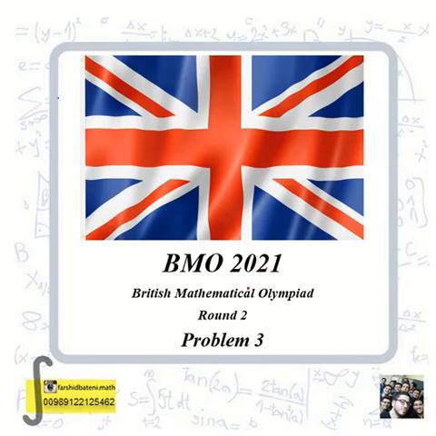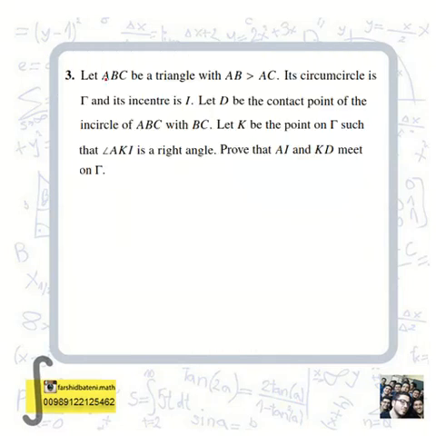BMO 2021, British Mathematical Olympiad Round 2, problem number 3. So, the problem is the following. Let ABC be a triangle with AB greater than AC. Its circumcircle is omega, its [A-mixtilinear incircle] is gamma, and its incenter is I.